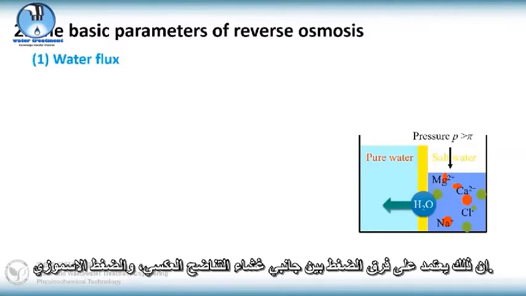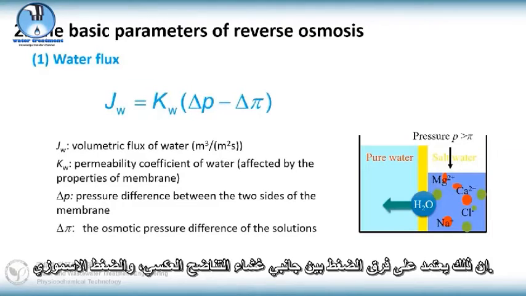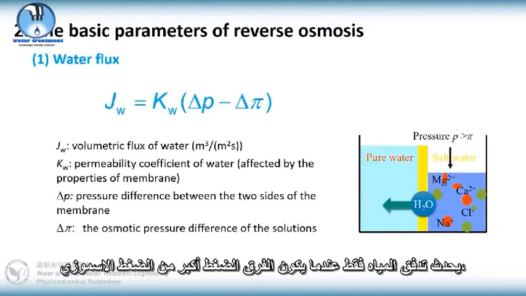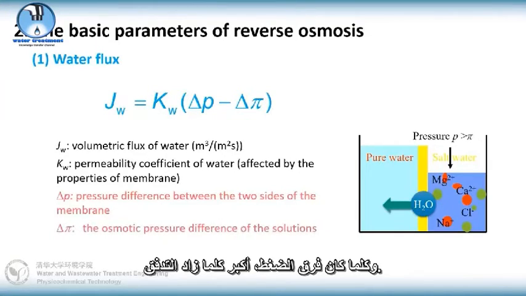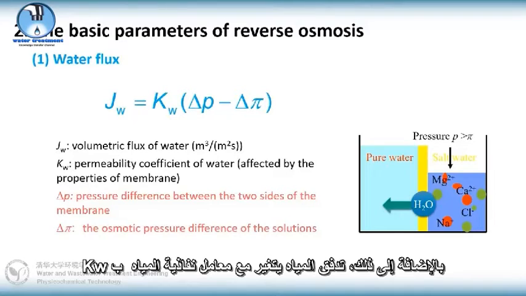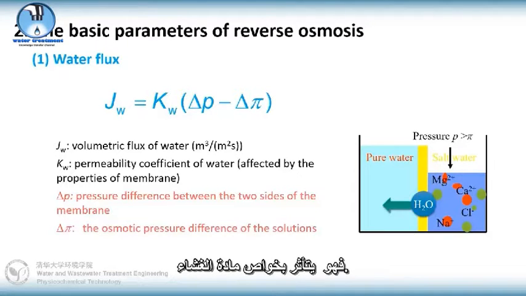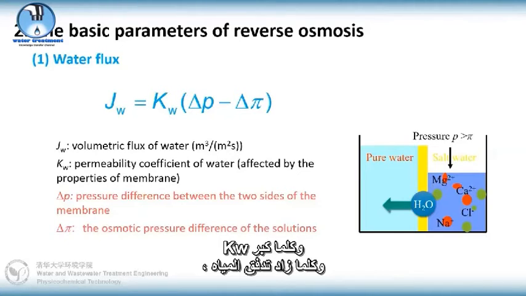It depends on the pressure difference between both sides of the reverse osmosis membrane and osmotic pressure. Water flux occurs only when the pressure difference is larger than the osmotic pressure, and the larger the pressure difference is, the higher the flux is. In addition, water flux varies with the permeability coefficient of water, Kw. It is affected by properties of the membrane material. The larger Kw is, the higher the water flux will be.